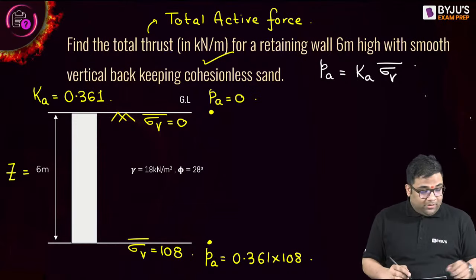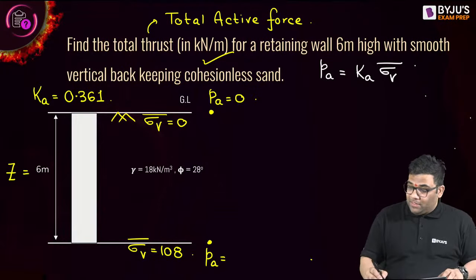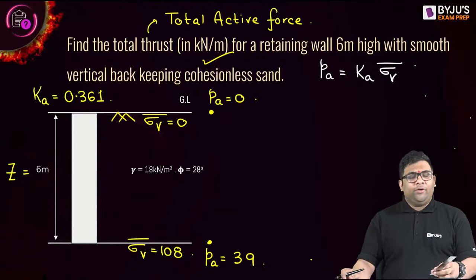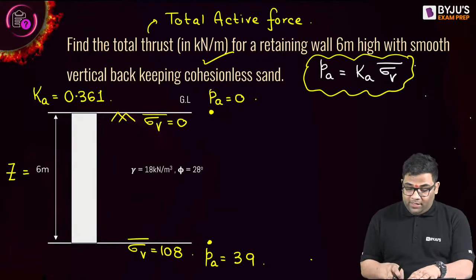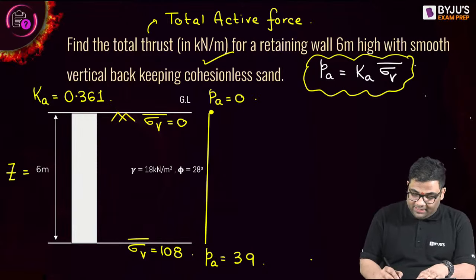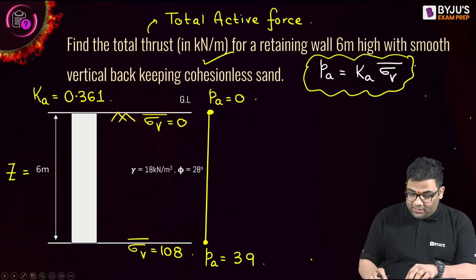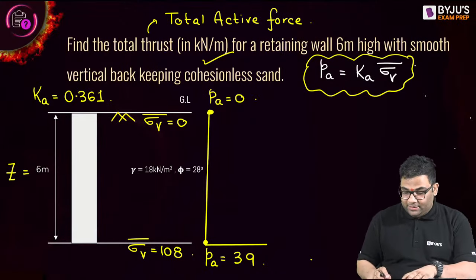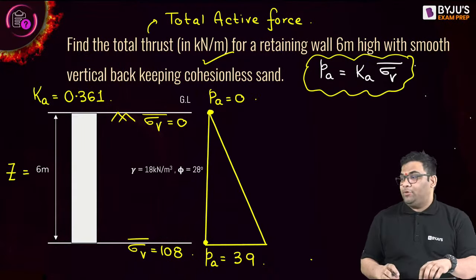So how much am I getting? I'm getting almost 39. Okay, so if I draw the distribution, no need to remember any formula, only remember this formula. The distribution will be linear. Why? Because you can see that the stress is varying linearly. At the top it is 0, at the bottom it is 39. So I will get a linear distribution like this.